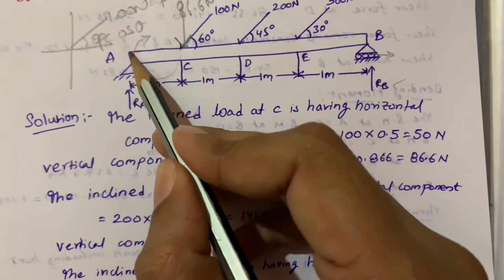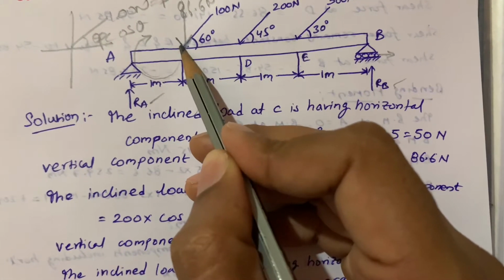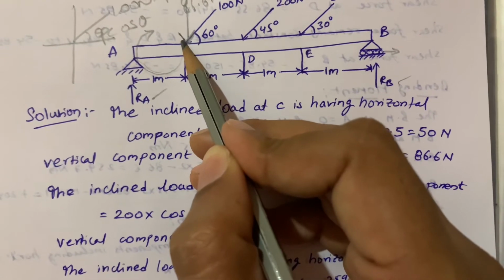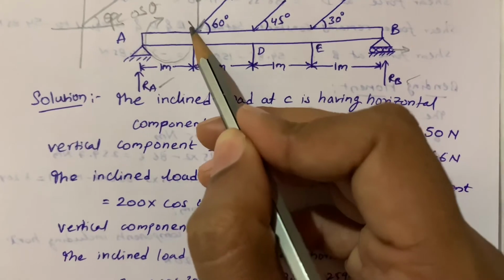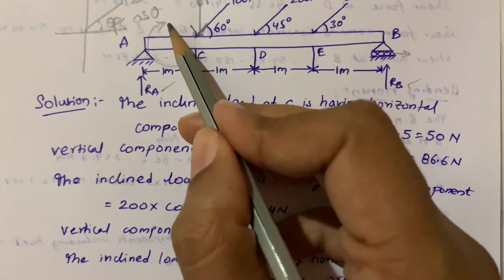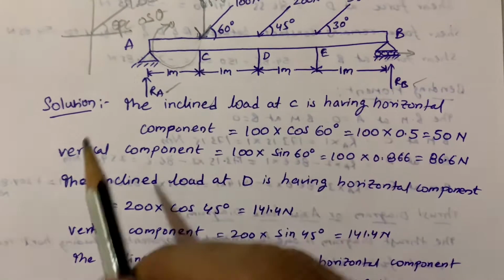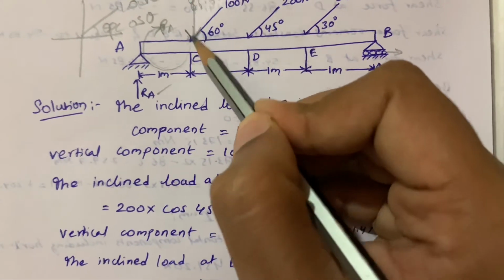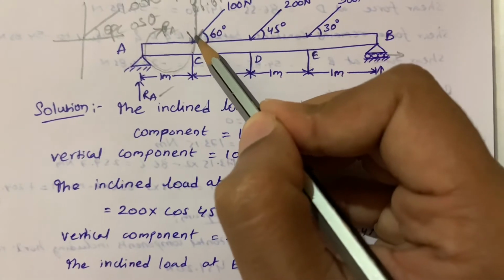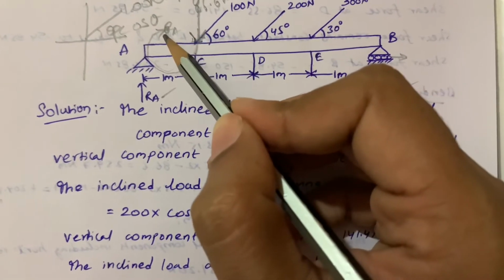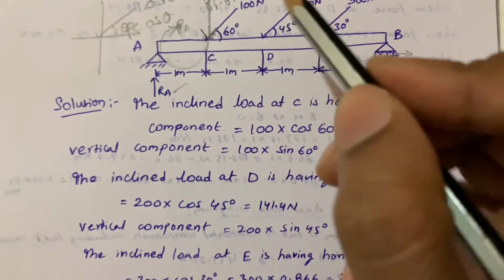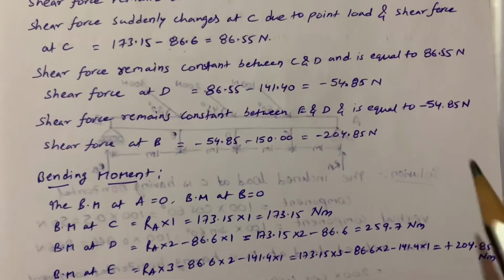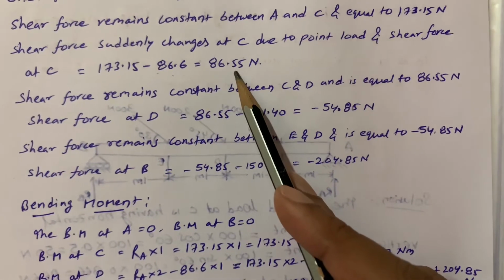So from here to here there is no shear force, but after this load, I mean the left hand side of this C load, there is no change. The shear force has the RA value up to the left hand side. After this load, the right hand side has changed. So that is nothing but RA minus this value. So I got it, suddenly it changes. So that's why I wrote this one.